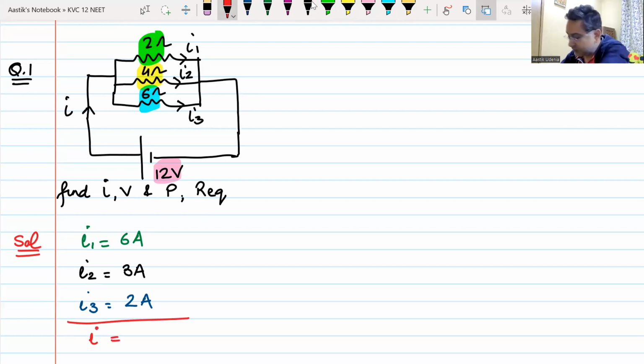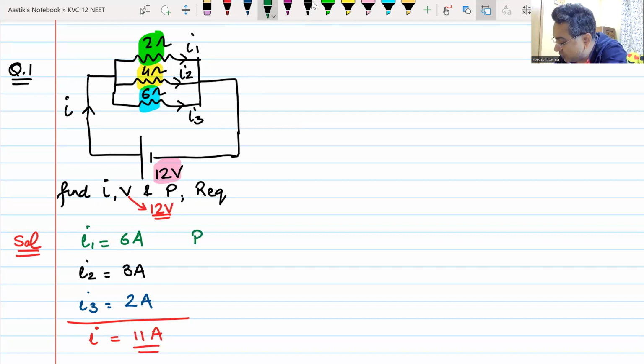Total current I would be 11 amps. What is the voltage across each resistor? The voltage across each resistor is 12 volt. Okay. Now let me find the power dissipated in each resistor.